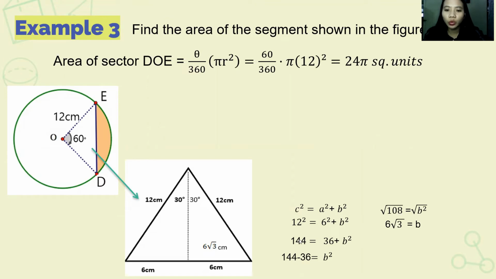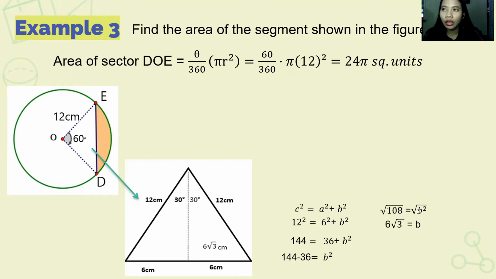12 times 12 is 144. It equals 36 plus b squared. Let us transpose the 36 to the other side, so 144 minus 36 is equal to b squared. 144 minus 36 is 108. So let us take the square root of both sides to cancel the square on b.